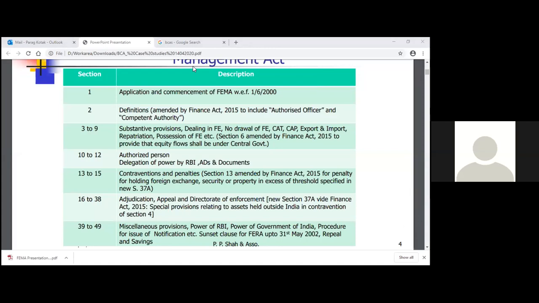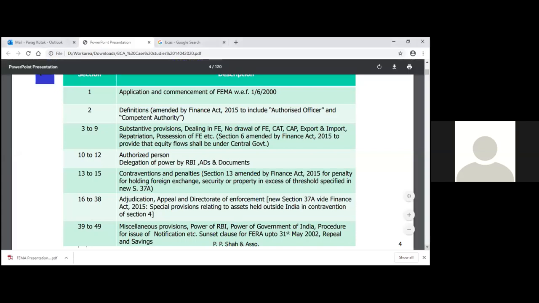And the second change was made by virtue of the introduction of section 37A, whereby criminal powers were given to the Enforcement Directorate. If you are found contravening any of the provisions in relation to foreign currency, and foreign properties and foreign securities are owned in contravention of the Act, then you may be punished, including imprisonment. With this background, let me go to the next slides.